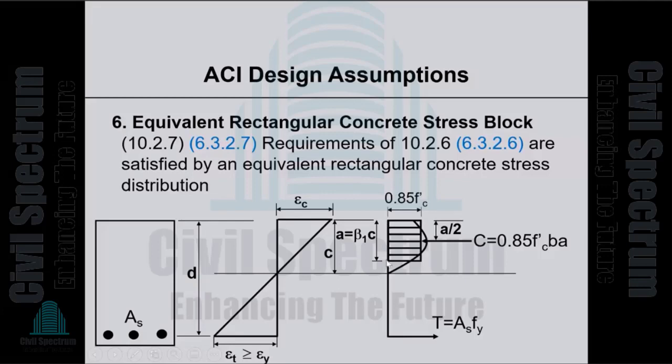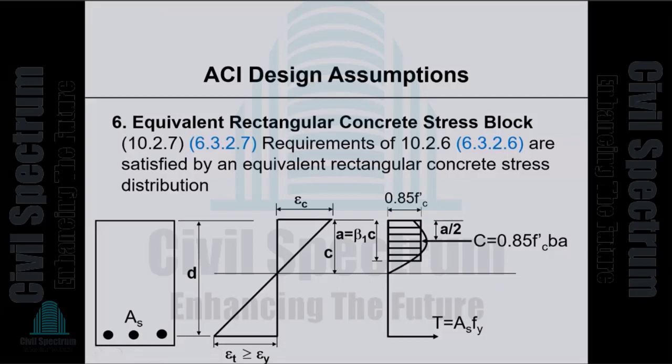The depth of the stress block, lowercase a, is the neutral axis depth multiplied by a factor beta sub 1, whatever it might be, that is smaller than 1. Okay. And because it is a rectangular distribution, the resultant compression is at a distance of 1/2 of the stress block depth from the extreme compression fiber. So this distance is a over 2. The total compression is 85% of f sub c prime times the width of the section, which is into the screen, times the stress block depth a. Okay. So, equivalent rectangular concrete stress block.